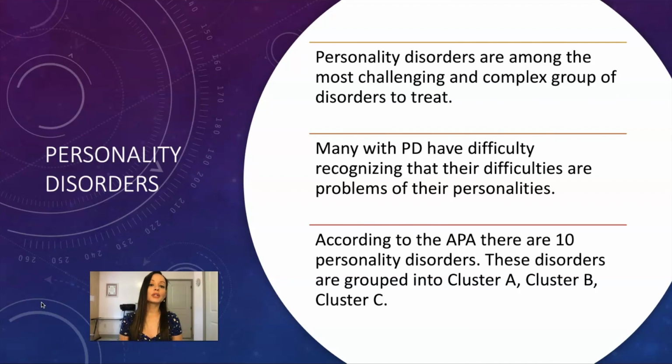Personality disorders are among the most challenging and complex group of disorders to treat, and many people with personality disorders have difficulty recognizing their difficulties. And many people with personality disorder don't realize that the difficulties they face often are due to their personality. According to the American Psychiatric Association, there are 10 personality disorders, and these disorders are grouped into cluster A, B, and C. And today I will be talking about cluster C.